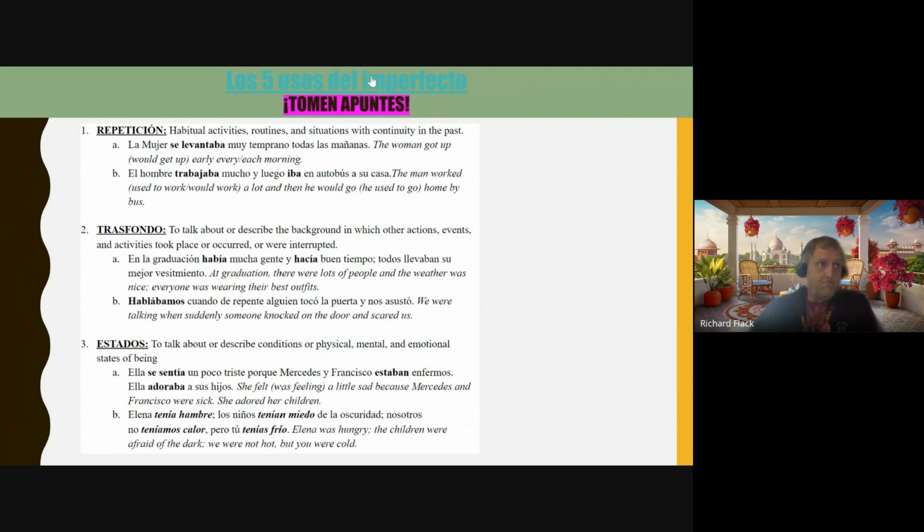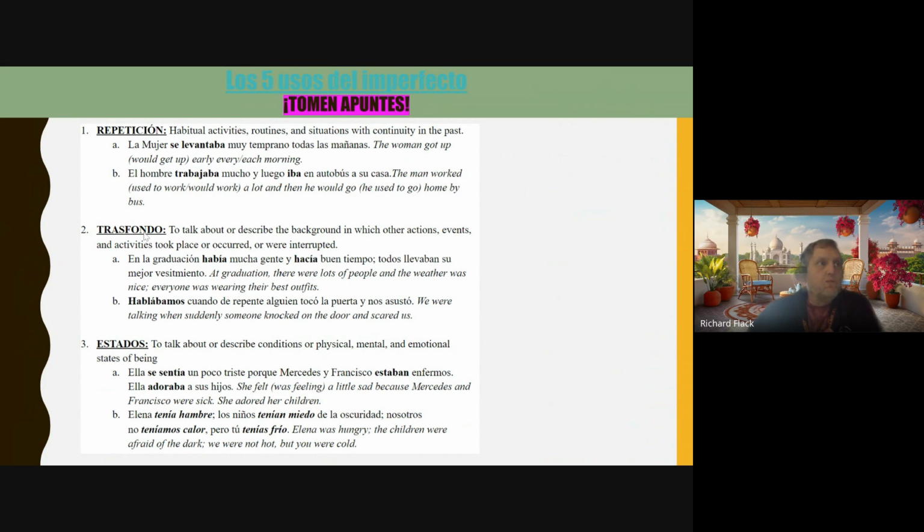and over again. La mujer se levantaba muy temprano todas las mañanas. The woman got up or would get up early each morning or every morning. So notice we had a trigger phrase here also, todas las mañanas, that triggers repetition. And so that's indicating habitual activities in the past. Automatically going to trigger the imperfect.